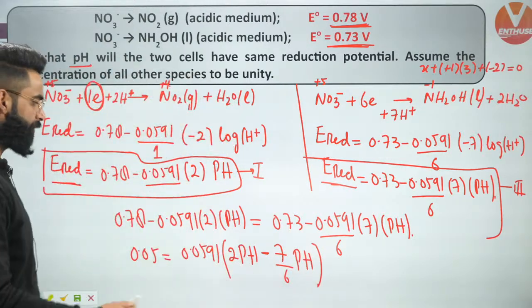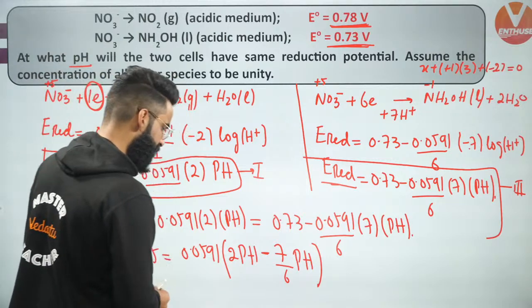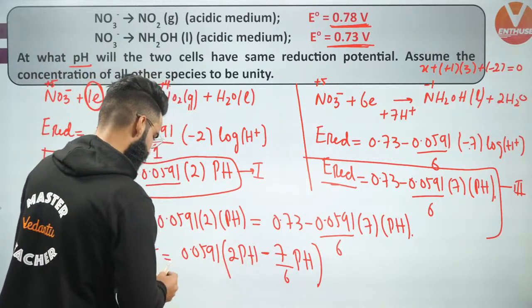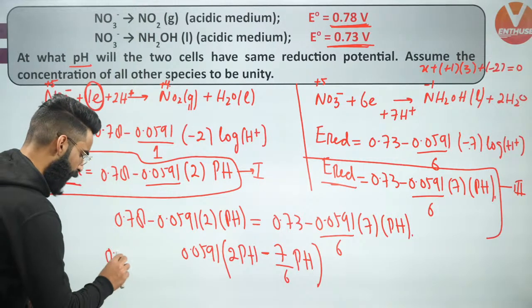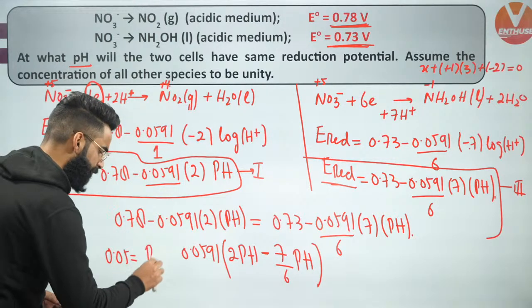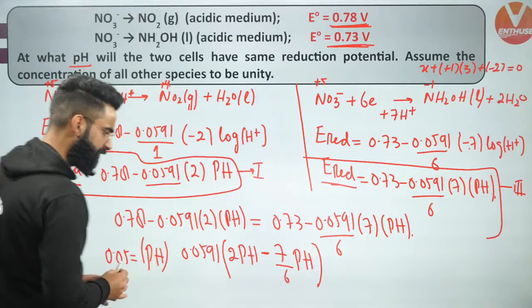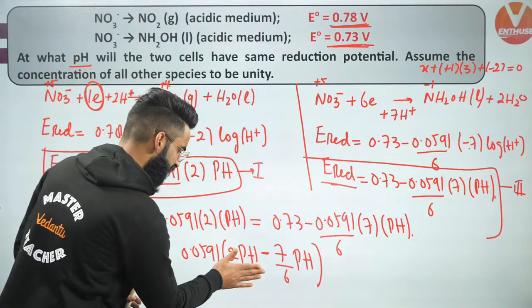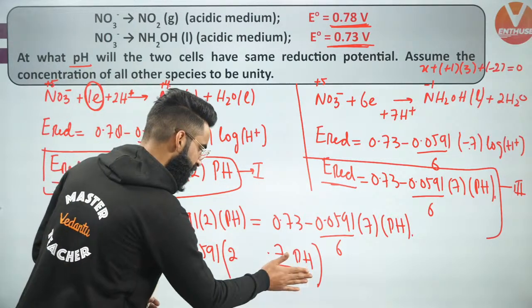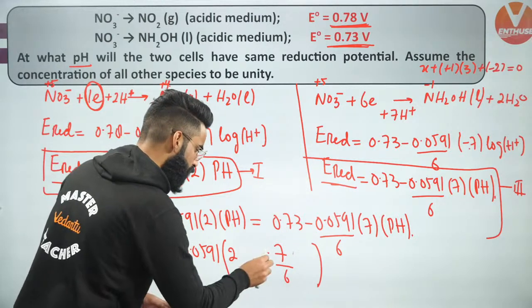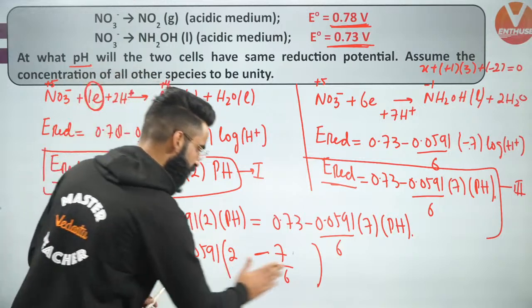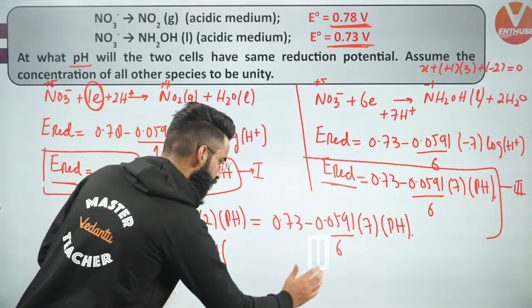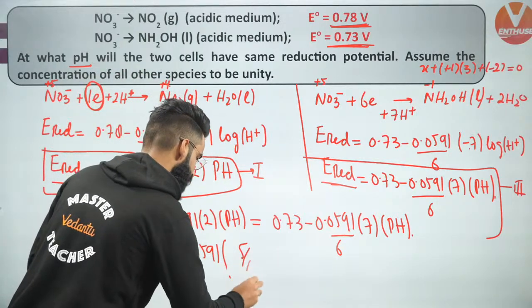Or you can take pH also common. I'm writing it over here. It's going to be 0.05 is equal to, I'm taking the pH common. If I took the pH common, just remove this pH right here, it's going to be 2 minus 7 by 6, which is going to be 12 minus 7 is 5, so it's going to be simply 5 by 6, correct?